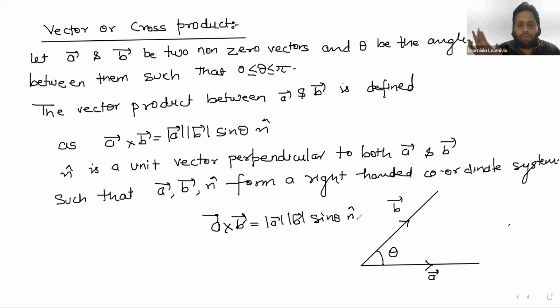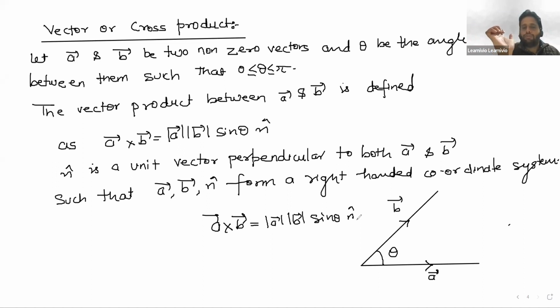If you're finding A cross B, put your hand so that your fingers are in the direction of A. Then move your fingers towards B. Then your thumb will give you the direction of n cap. For this case, the direction of n cap is outside your screen. Your thumb is going outside your screen.